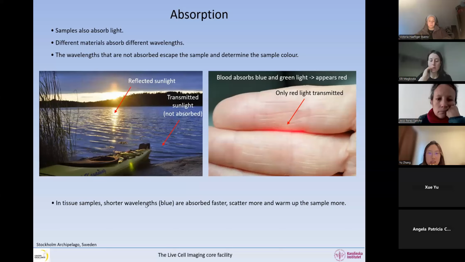In tissues, the shorter wavelengths, like blue, are absorbed faster by the tissue, and so they scatter more and they warm up the sample more. So the consequence of this for us is that if you want to image live samples, use long wavelengths, because they penetrate more, they don't warm up the sample so much, and they don't scatter so much, okay? So you should choose a long wavelength if you want to image live samples.